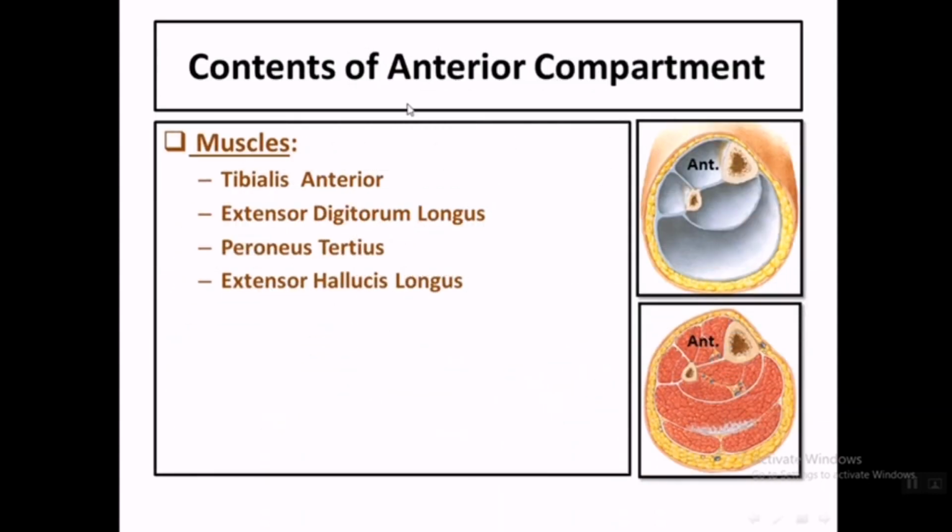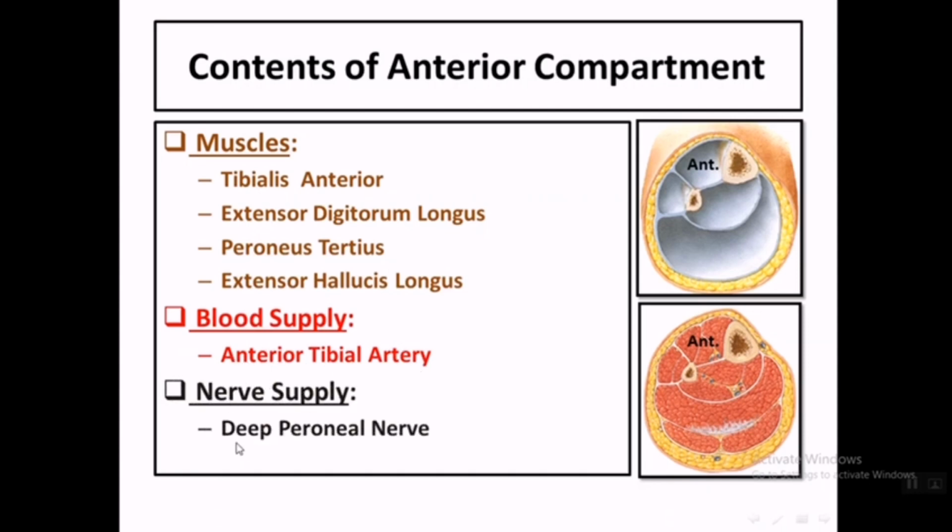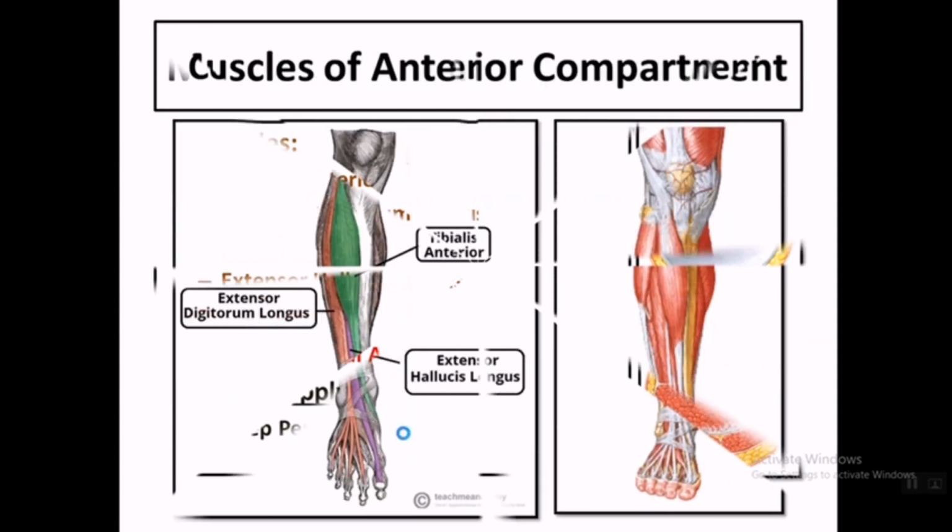What is the content of the first compartment, which is the anterior compartment? Muscles: we have the tibialis anterior, extensor digitorum longus, peroneus tertius, extensor hallucis longus. What is the blood supply to this compartment? It is through the anterior tibial artery. What is the nerve supply? It is through the deep peroneal nerve.